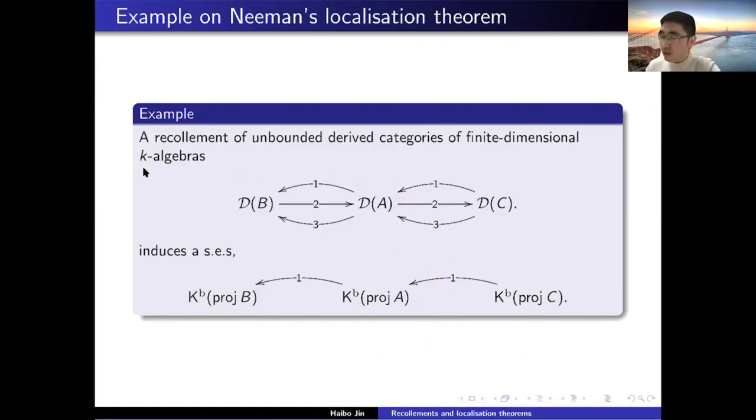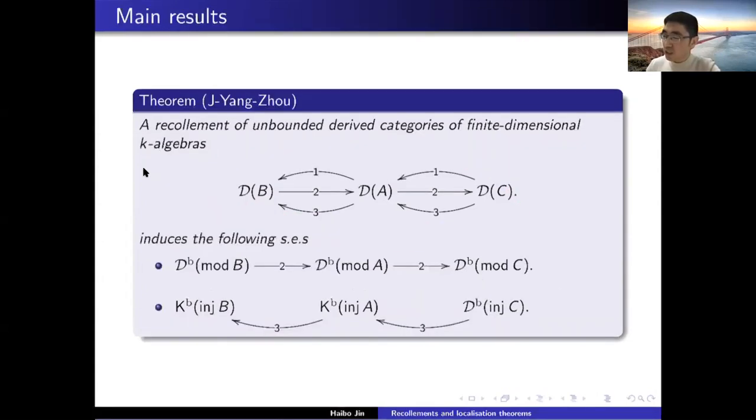And we are also interested in such a recollement. Our first result says, given such a recollement of unbounded derived categories, this middle functor also restricts to the bounded derived category. We get a short exact sequence. And the bottom functors restrict to K^b(inj), then we get another short exact sequence.